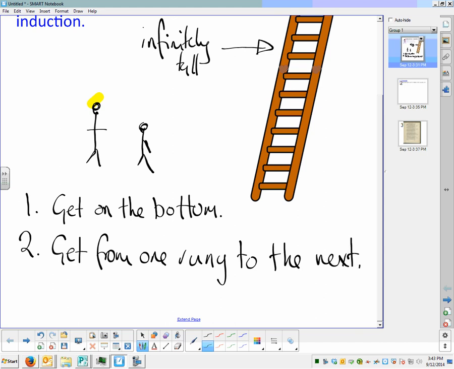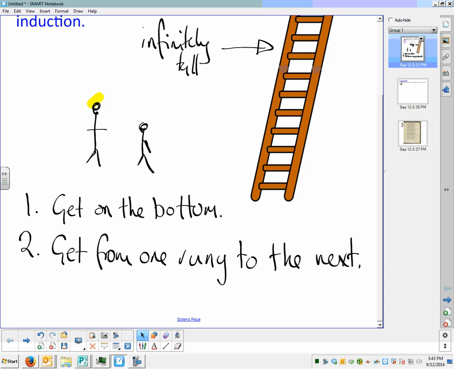If you can do those two things, you can get as high as you like on the ladder. You can get to any point you want on this infinite ladder. If you can't do one of those two things, then you can't climb the ladder. And that's what mathematical induction is. Mathematical induction is a proof that relies on these two ideas.